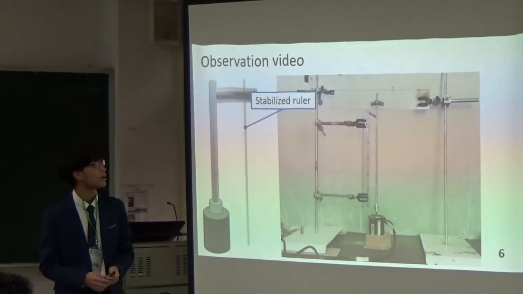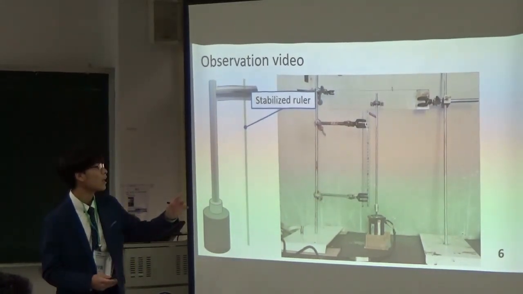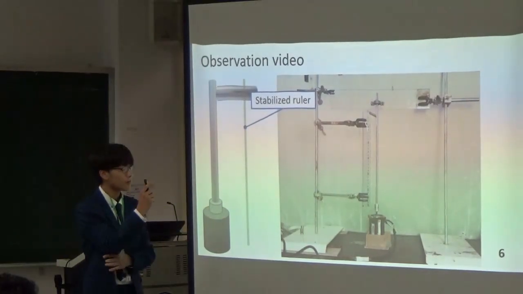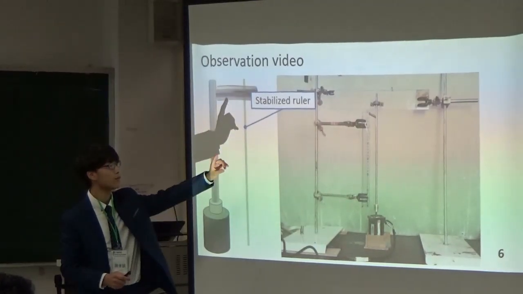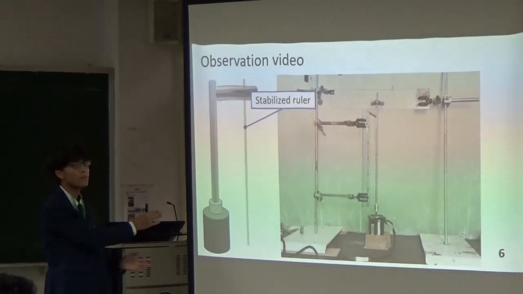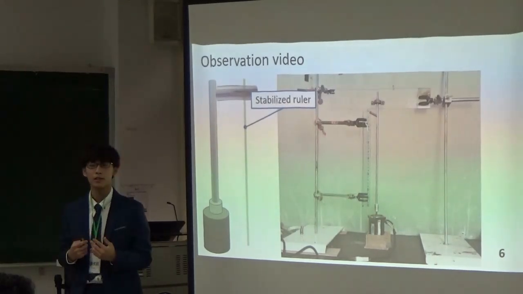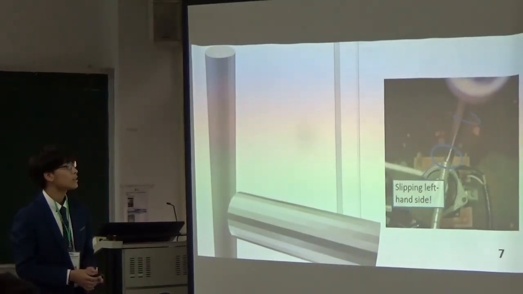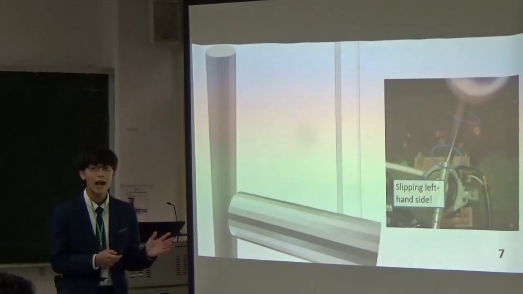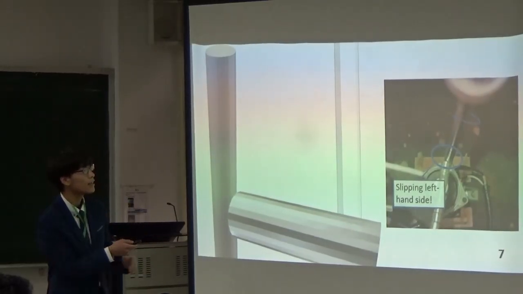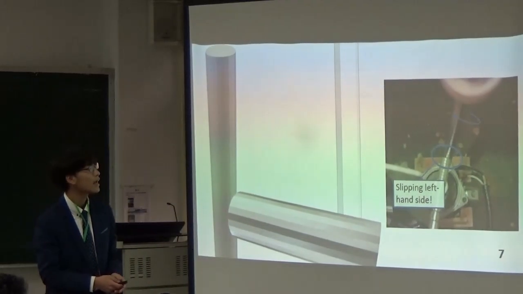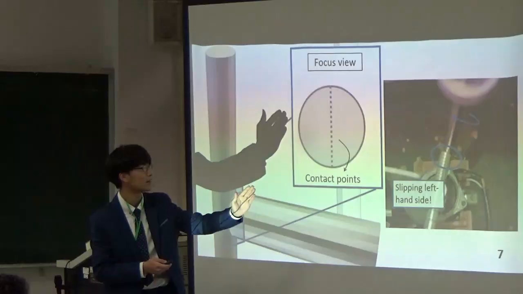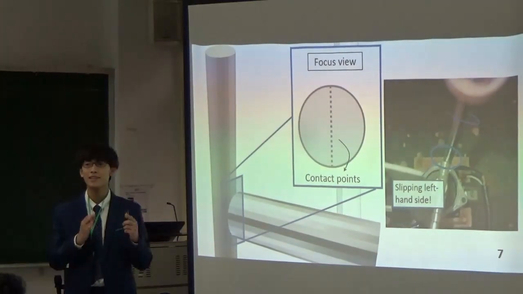Here is our observation video. As we can see, when we turn on the variable speed motor, the magnets move upward along the ruler. And this was the 3D motion and 3D simulation for our experiments. Next, if we look closely, we can see why the magnets climb up. Here is a slow motion video. As we can see, the magnets first pivot to the left-hand side and roll up, and then slip again. This is called the stick-slip phenomenon.